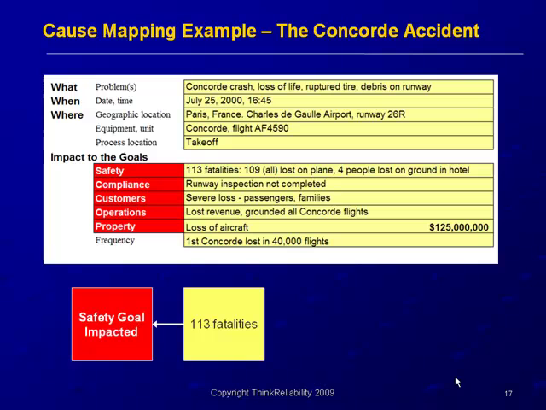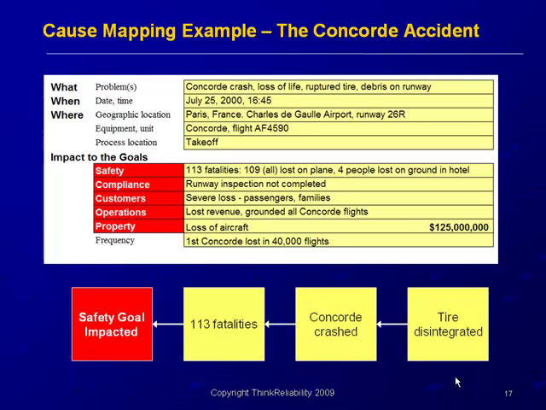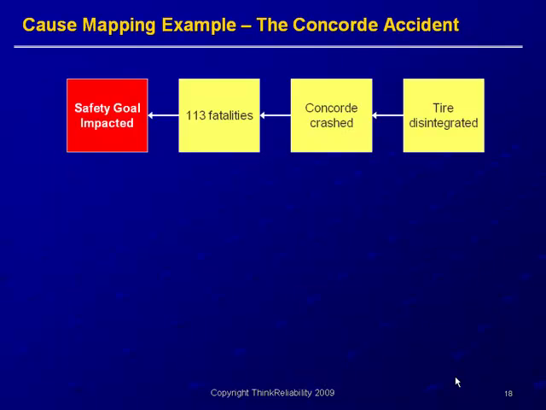and ask why questions. So the safety goal is impacted because there were 113 fatalities. Effect on the left, cause on the right. Why were there 113 fatalities? And someone tells us because the Concorde crashed, which is valid, and we can add that evidence in. Why did the Concorde crash? Because the tire disintegrated. This is a very simple 3-why setup for cause and effect.